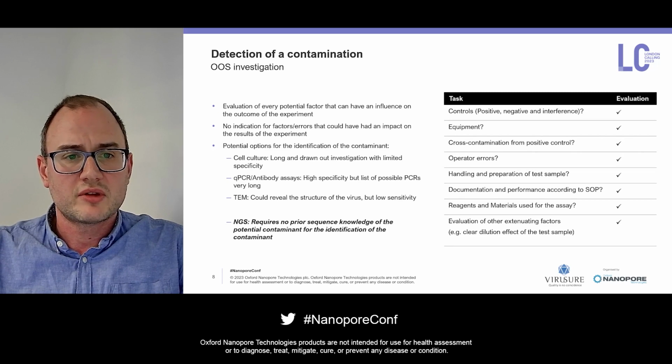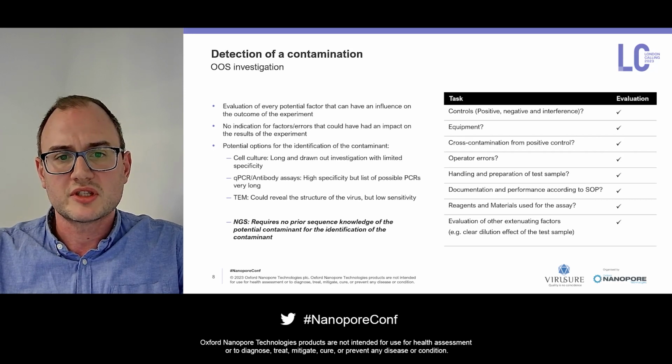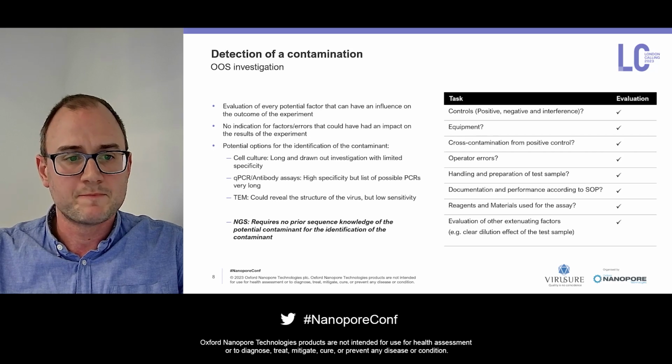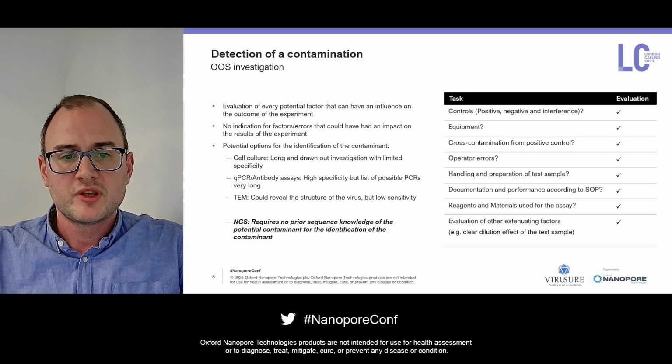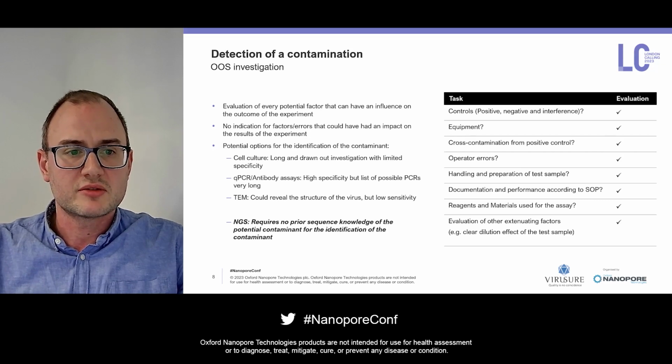Therefore, we had to identify the contaminant, and we had different options available. One was cell culture based, but these are long and drawn-out investigations with limited specificity. Others would be qPCR and antibody assays. These have high specificity, but the list of possible PCRs and antibodies is very long, so it's more a game of chance if you actually detect the virus or not.